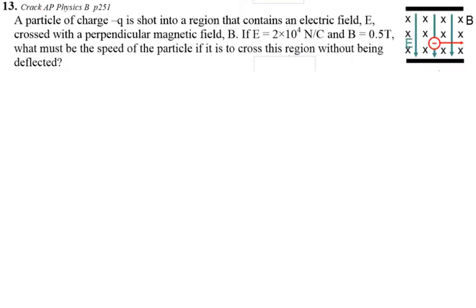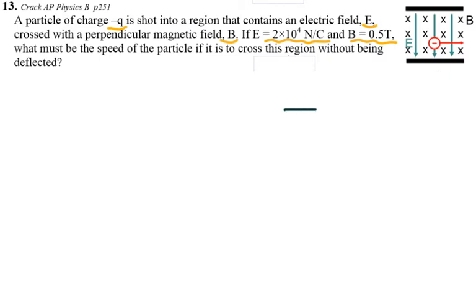In the next question, they say that a particle of negative charge is shot into a region that contains an electric field E, crossed with a perpendicular magnetic field B, so there is an electric field and a magnetic field. If E is given as 2×10^4 newtons per coulomb and B is given as 0.5 Tesla, what must be the speed of the particle if it is to cross this region without being deflected?